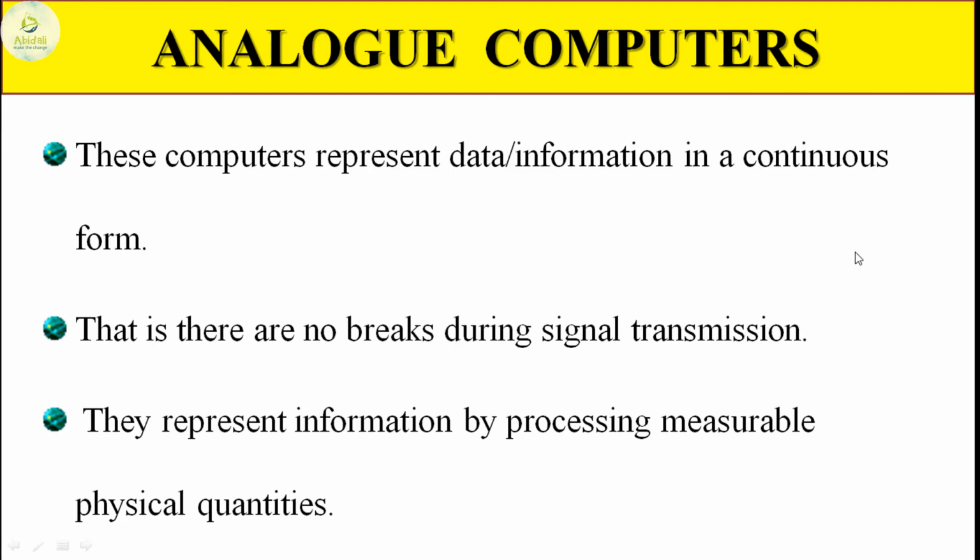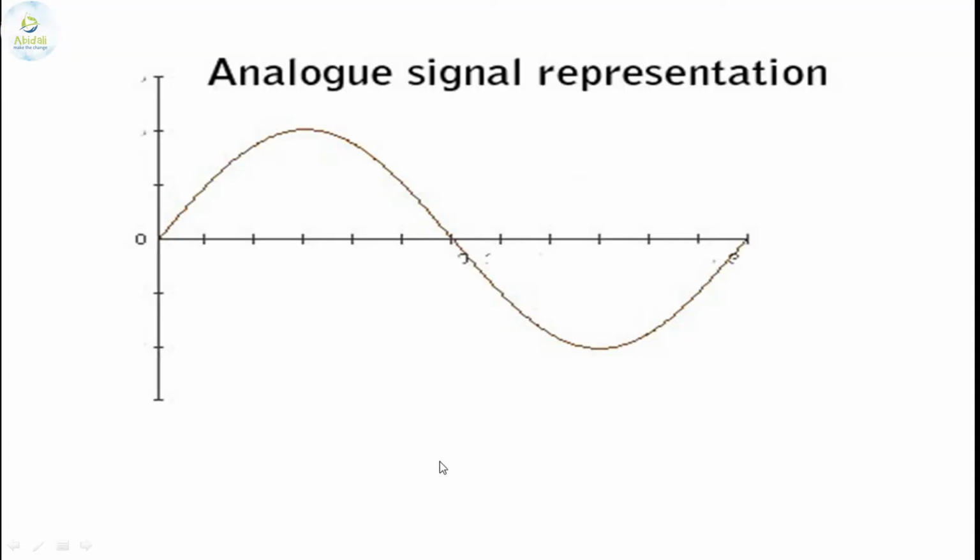For example, when a heart patient is monitored for heart rate, you see continuous heartbeats signaled. If there is a blank, that means he is no more alive. Similarly here, if the signals are moving continuously without any break, the data is being transmitted continuously. If the signals are not moving in a sinusoidal curve or sine waves, there is no transmission of data. So the representation of information by processing measurable physical quantities is done in the analog computer. Let us see the example.